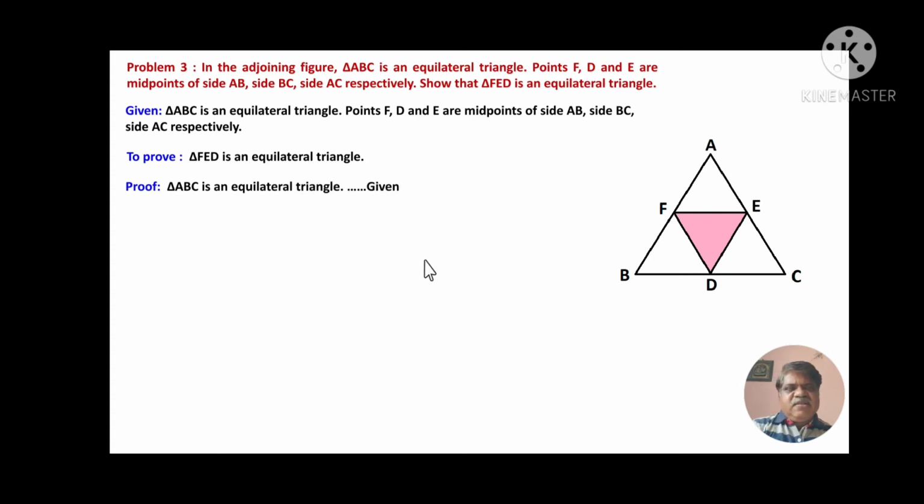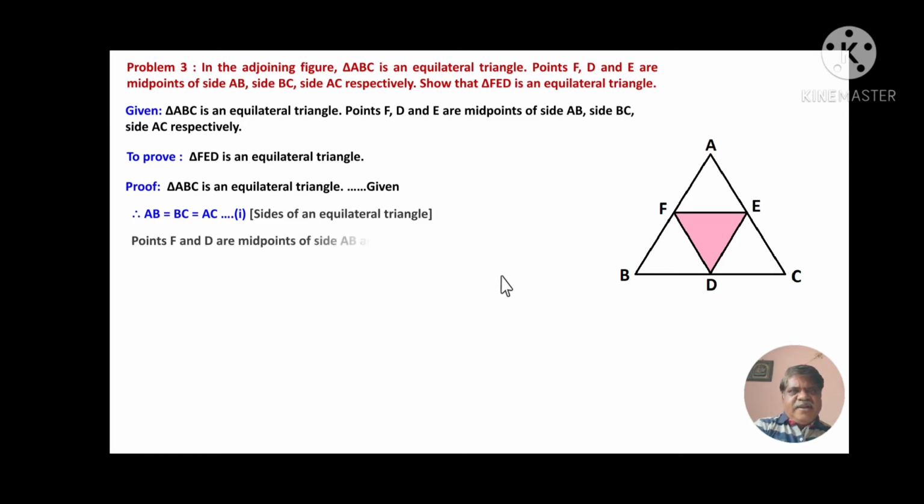The triangle ABC is an equilateral triangle, it has been given. Therefore, we can write AB is equal to BC is equal to AC, since these are the sides of an equilateral triangle. Statement 1. Now, point F and point D are the midpoints of side AB and that of BC respectively. Therefore, by using the midpoint theorem, we can write that FD is equal to half of AC.